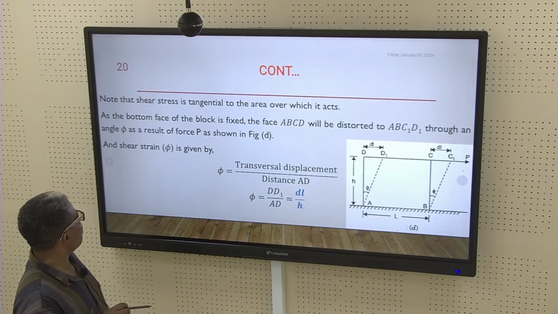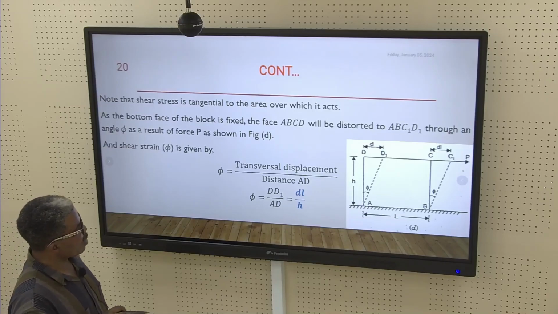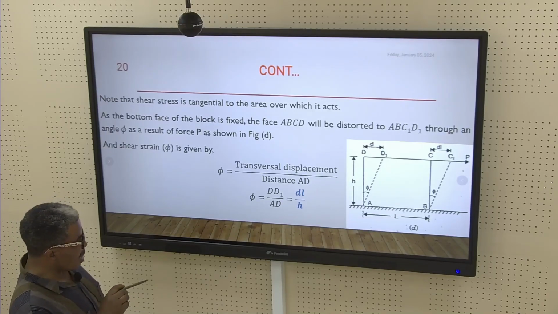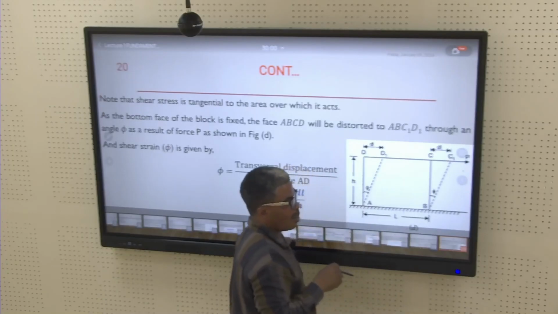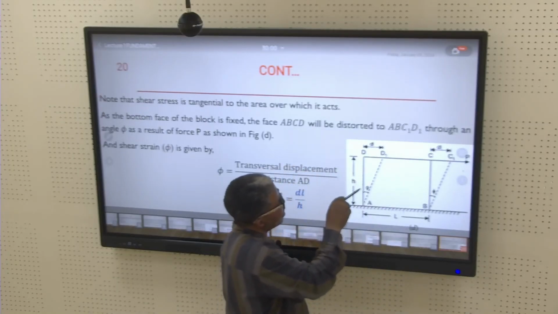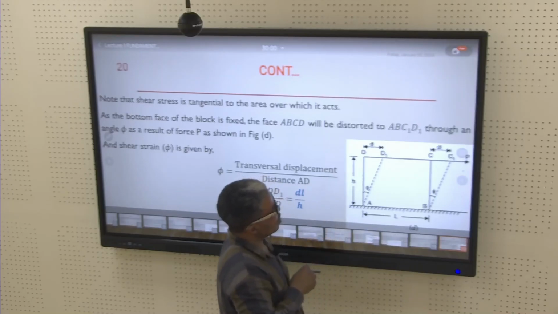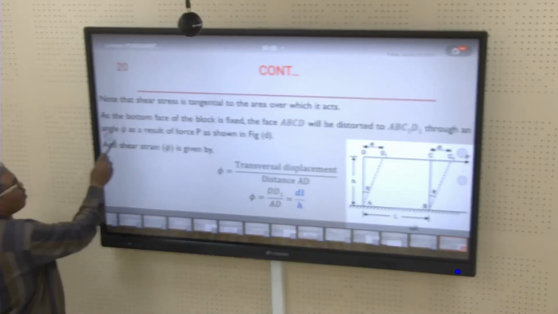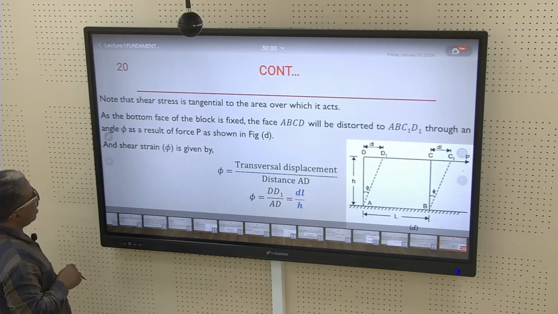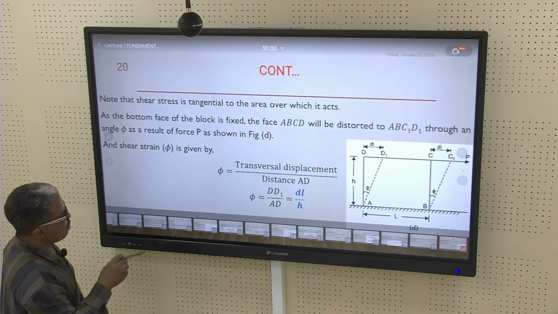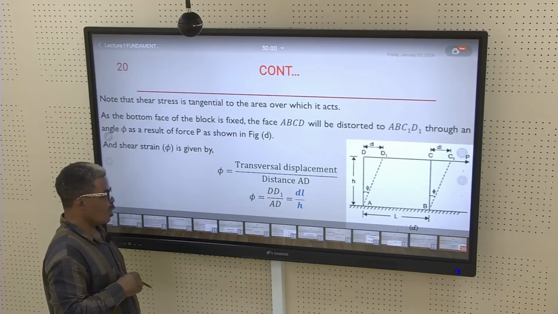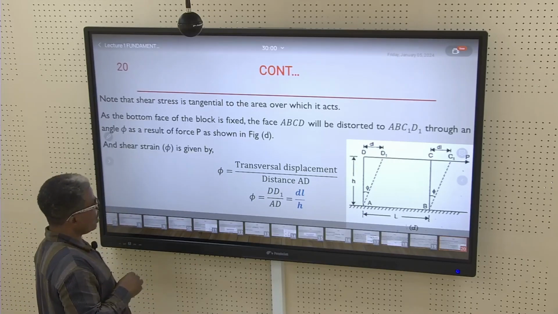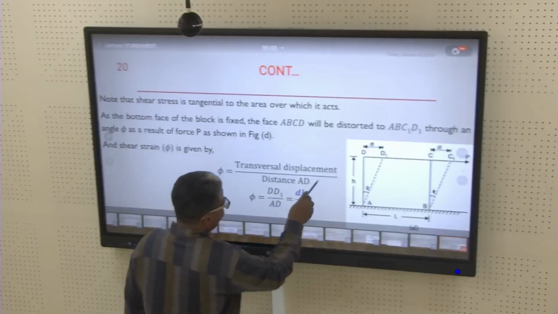As the bottom face of the block is fixed, mind you, the face ABCD will be distorted to ABC1D1. As you can see now, C1 and D1 show that there is a change in C and a change in D as well, through an angle tau, as a result of force P, as shown in figure D. This is our figure D, and in order to determine the shear strain, it is the transverse displacement over the distance AD.